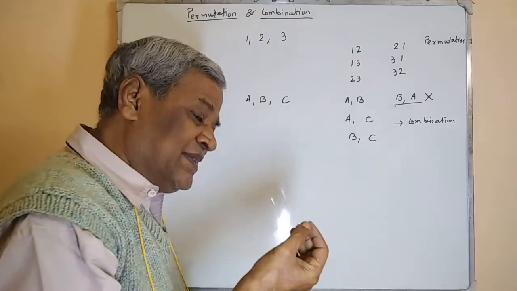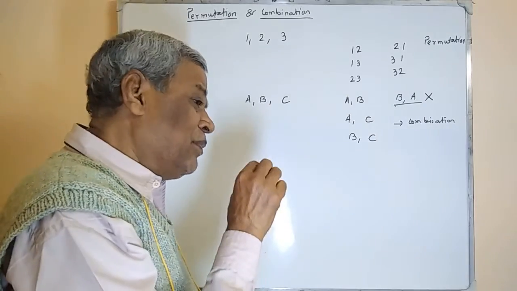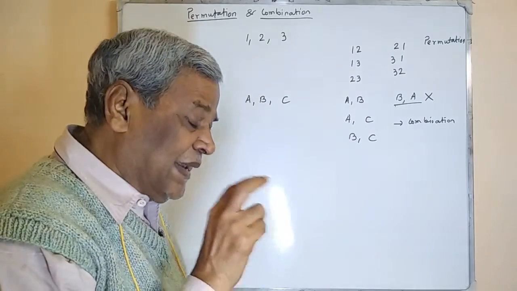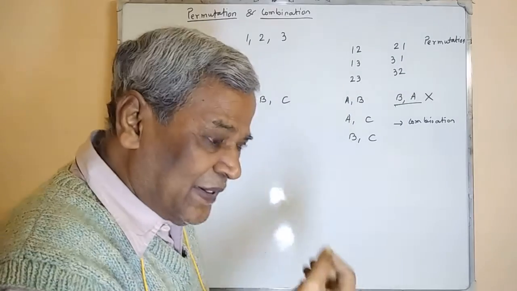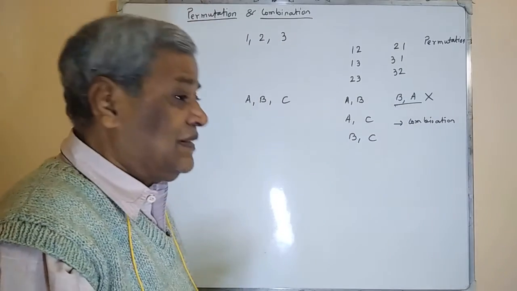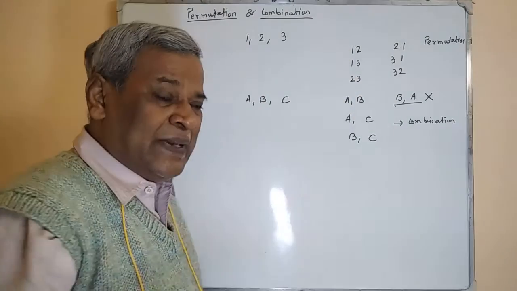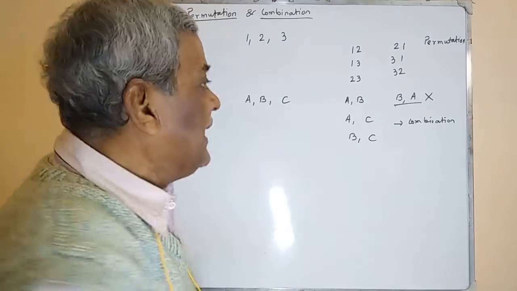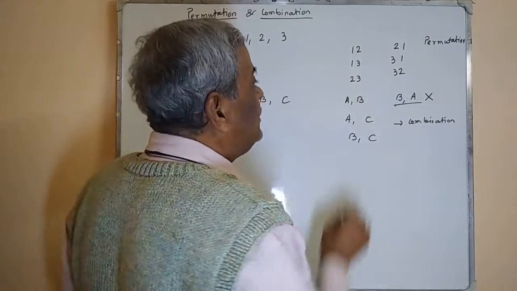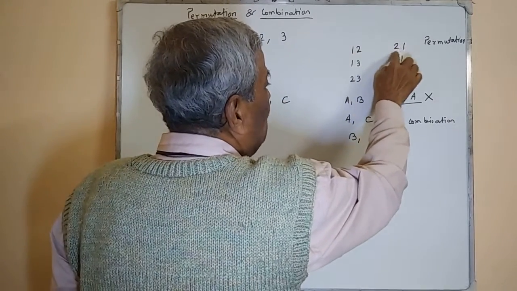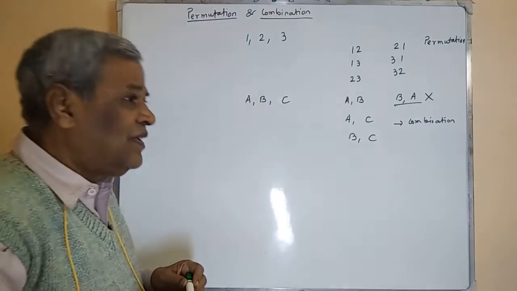So, simply, if by interchange of any two objects you get a new result, then it is a problem of permutation, otherwise combination. Like that, I have taken here 1 and 2. Interchanging two objects, 2 and 1, we get a new result. So it is a question of permutation.